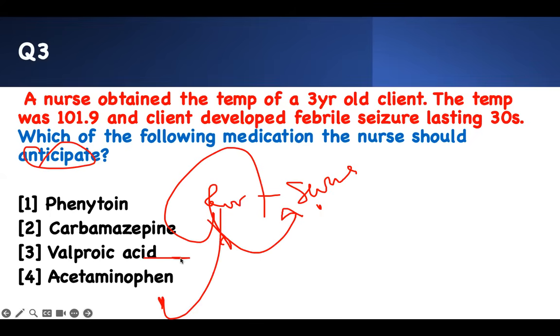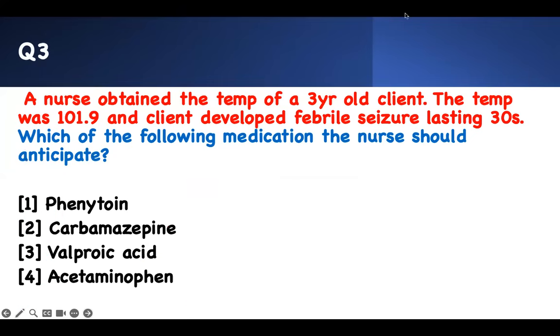At the same time, in acute fever or acute seizures, you don't need these anti-epileptics because they don't work. They take sometimes 4 or 6 weeks to work. Therefore, all of them, it's not indicated. Anticipate number 4 for the right answer. Next question.